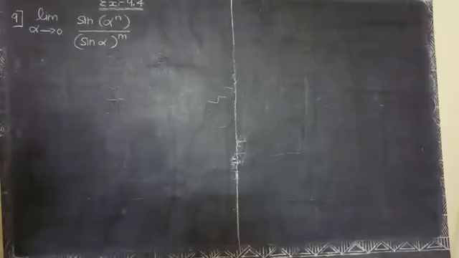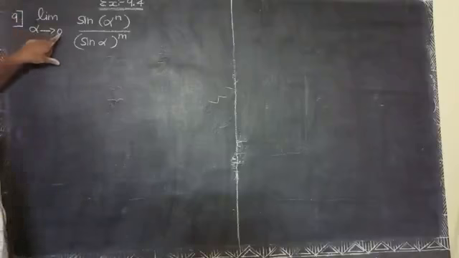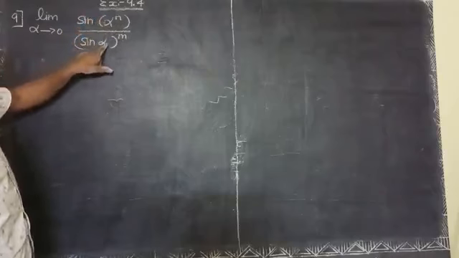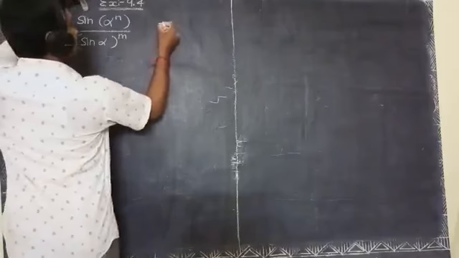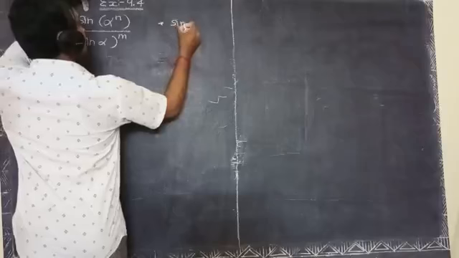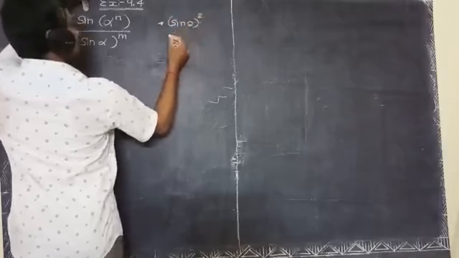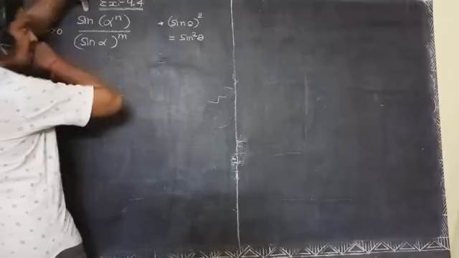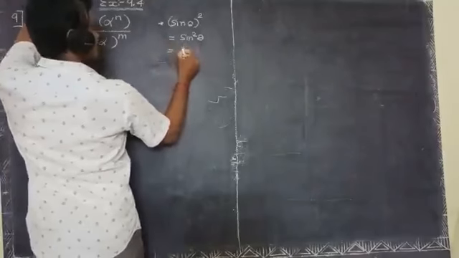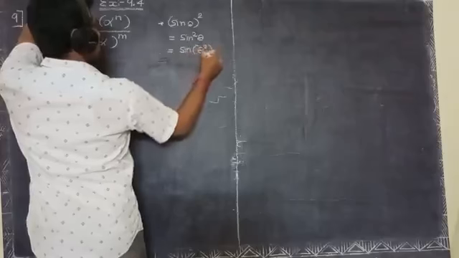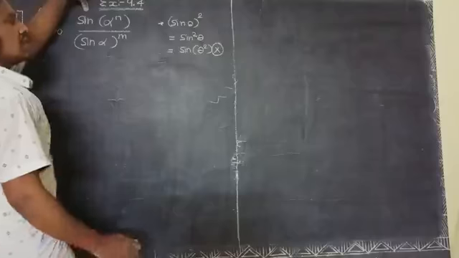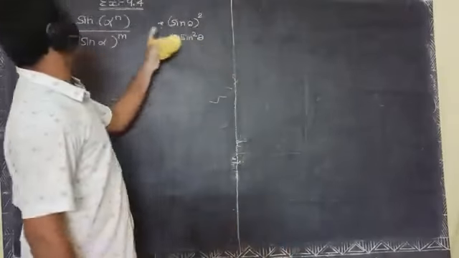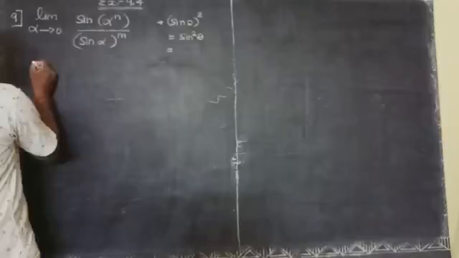Exercise 9.4, question number 9. Limit alpha approaches 0 of sine of alpha power n divided by sine of alpha the whole power m. Here, sine theta the whole square can be written as sine square theta. Sine of theta squared is wrong. We follow the same procedure.